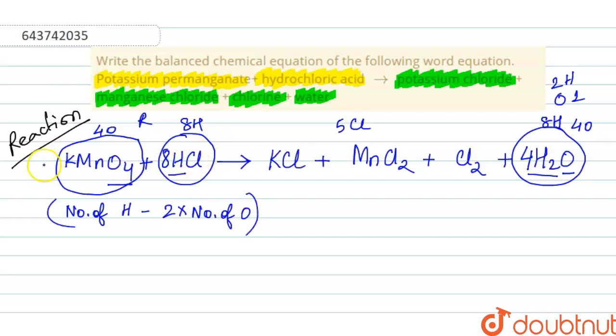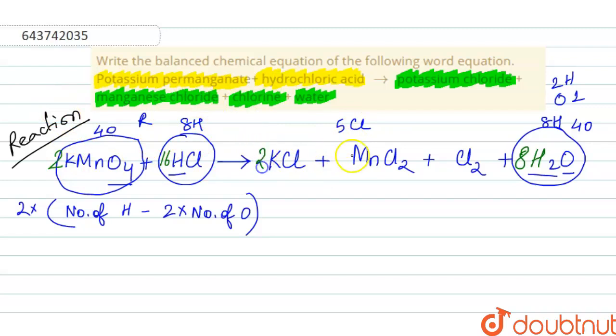What we do, we double this. Whatever we have used, we double it by just multiplying by 2. That means 2 KMnO4, this will become 16 HCl and this will become 8 H2O.